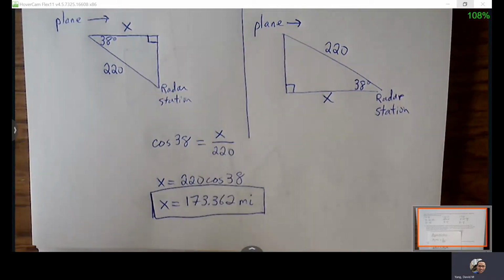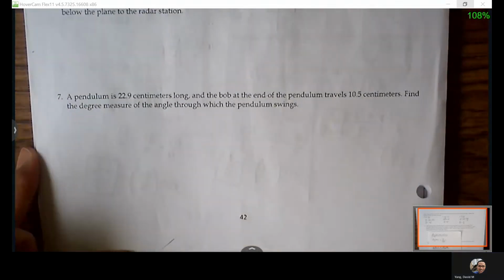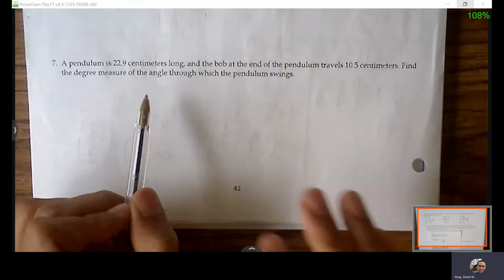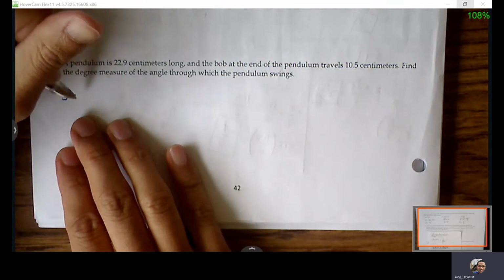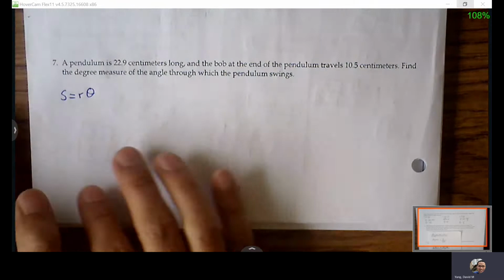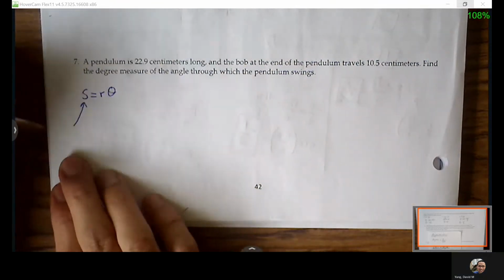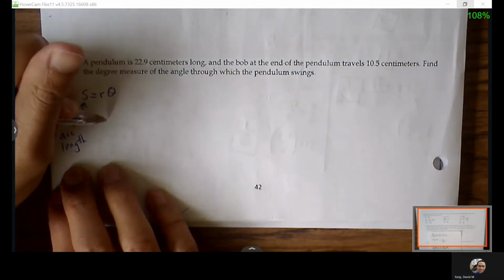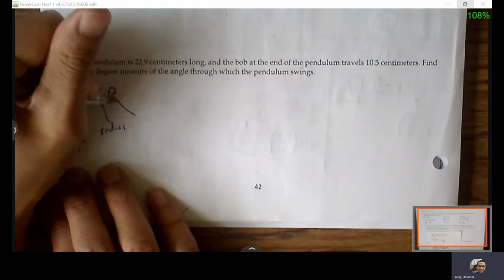Okay, are we okay with number 6? Any questions? Okay, let's look at number 7. So this is going to be S equals R theta. This is an arc length problem. So let me define the parts for this formula. S equals R theta. What does S represent? Arc length. R is the radius. Then theta is your angle.